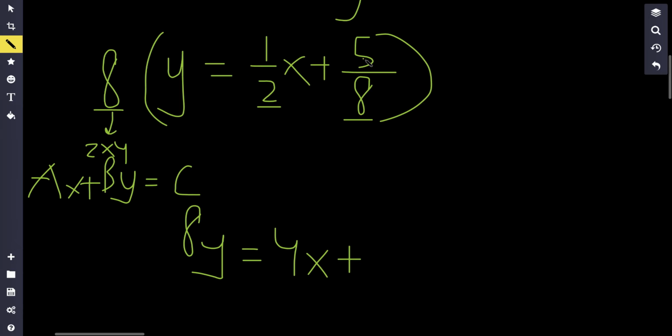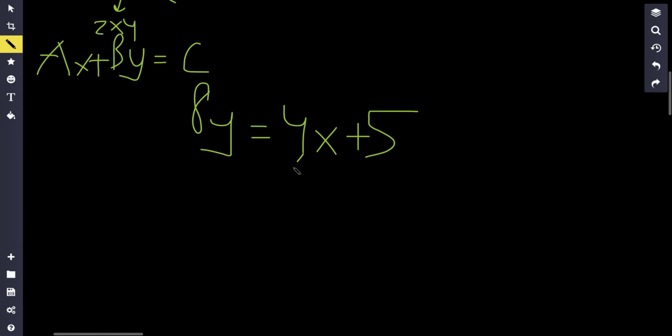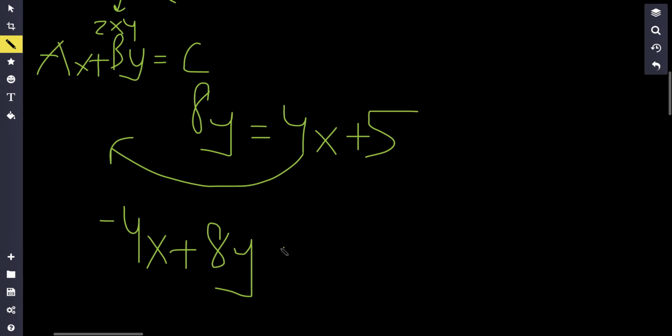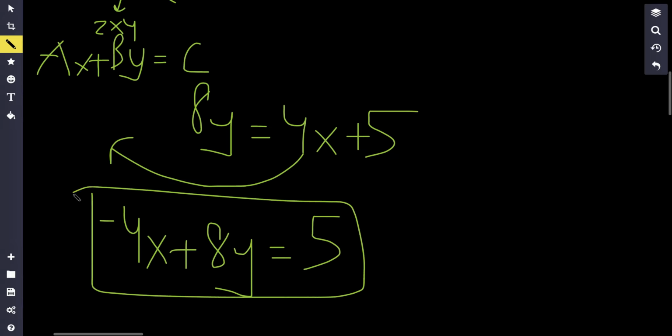And it's going to be plus, what's 5/8 times 8? Well, the 8s can neutralize each other, so you're just going to be left with a 5, right, up top. Move this x to the other side, so you get negative 4x plus 8y is equal to 5. And there's our answer. Now, what if we get something that does not share a common factor?